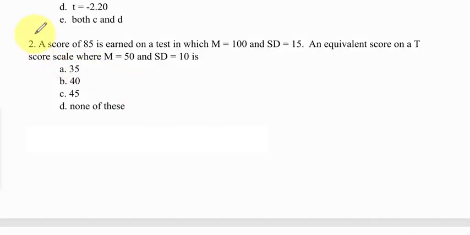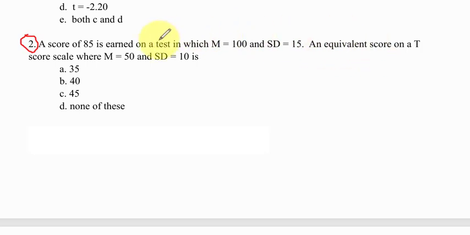All right, number 2. We're doing this one. So we have a score of 85 from a test that has a mean of 100 and a standard deviation of 15. That's the first test. Second test, she mentions the t-score, capital T, not to be confused with the little t as in t-test. This is, I believe, from the MMPI, but it's a different test. That's what we have to realize.